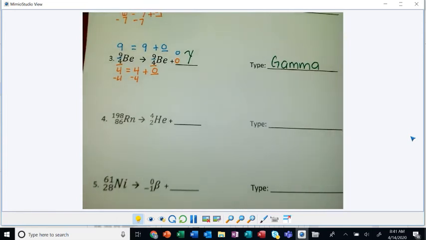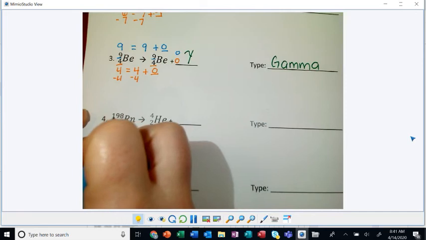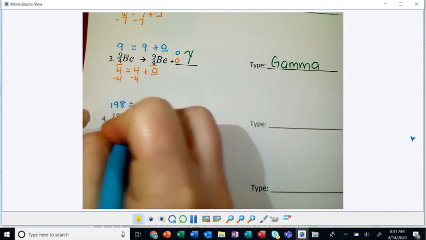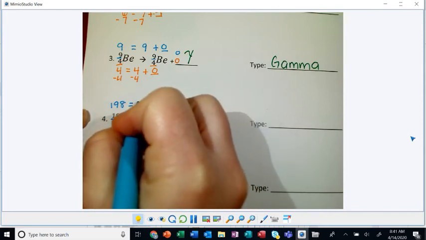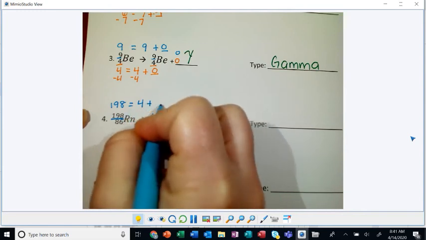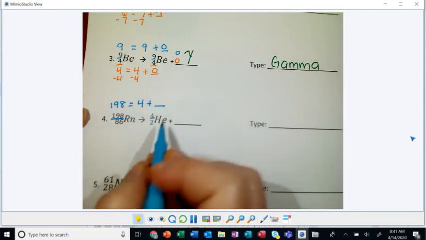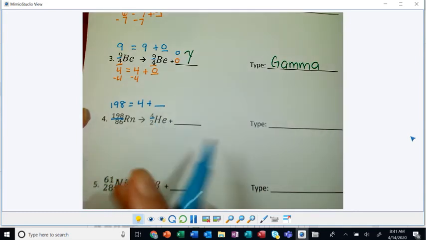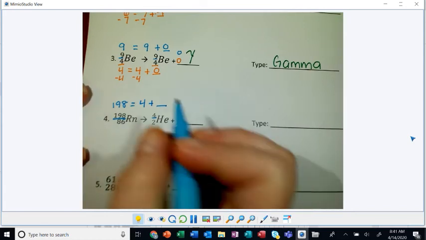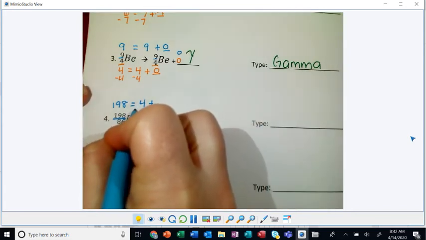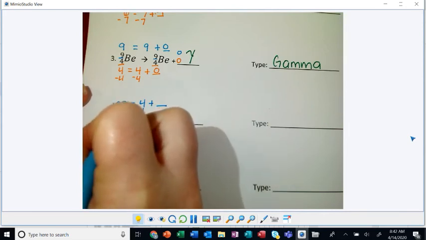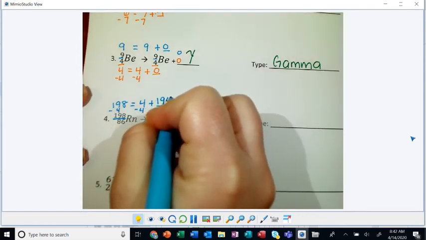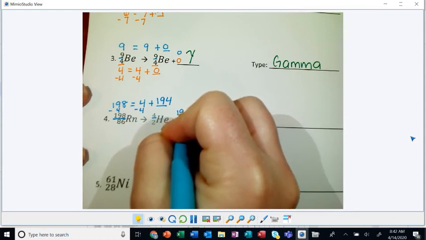All right, 2 more to go. We have 198. Arrow means equals 4 plus blank. So this one's a little bit different. They already gave you the particle. So we're going to have to find the element that this turns into after this type of radiation. So this one might be a little bit easier. If we just go ahead to get rid of the 4, we're going to subtract 4 from each side. So 198 minus 4 is going to give you 194. So our top number should be 194.